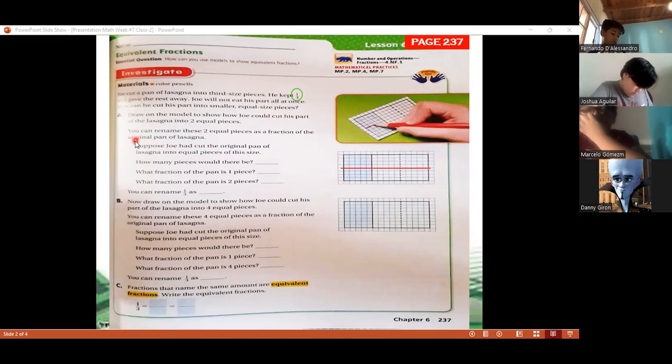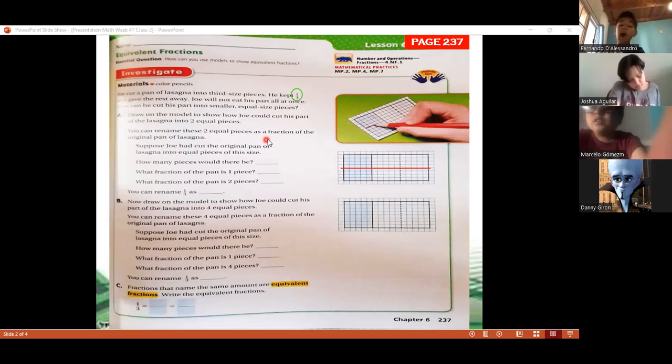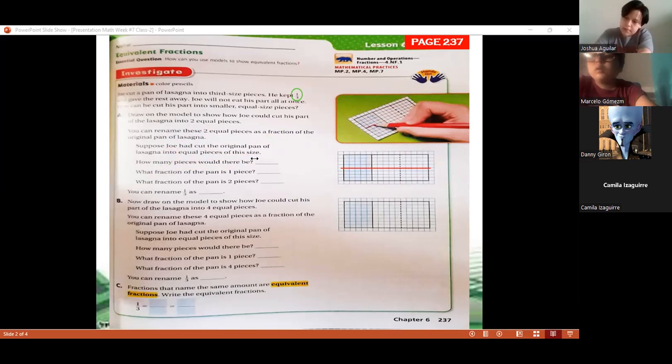Now let's see here. You can rename these 2 equal pieces as a fraction of the original pan of lasagna. Remember the first one was 1 out of 3 because we have 1, 2, and 3, and we just colored 1. Now, we divide the original lasagna into 6 pieces because we're cutting each of them into 2. Suppose that Joe had cut the original pan of lasagna into 2 equal pieces on each side. How many pieces will be there now? You mentioned that there are 6. So let's write 6 here. You can count that we have now 6, not just 3. We have 1, 2, 3, 4, 5, and 6.